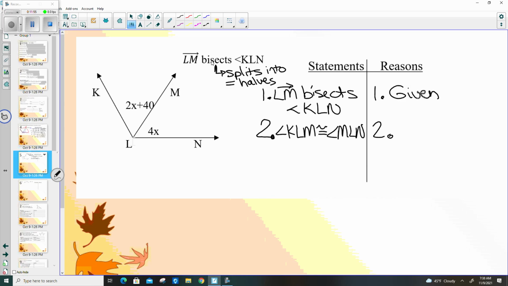What told us they were equal? It said bisect. And when you can look at me and say, because it said bisect, that's a definition. So I write def of bisect, def for definition.